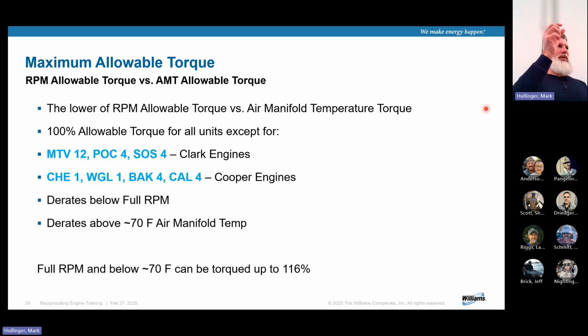I won't show you the formula. It's just got some factors in there. And then it derates above 70 degrees Fahrenheit, generally on these engines. When it gets really hot on a summer day, you're going to have a hard time combusting anyway, so you're not going to over torque even more because you get erratic combustion. It takes the lower of both of those and says you don't go below this or above this. So on a 30-degree morning, which might happen in Pocatello, or 0 degrees, and you're at full RPM, it's going to go as high as it can on Pocatello 4 and Soda 4, which is 116% torque.